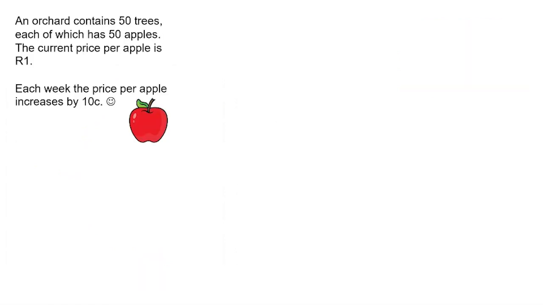The next example we're going to look at is very different. It involves some trees in an orchard, each of which contains 50 apples, 50 trees, and the current price per apple is 1 rand. Each week the price per apple increases by 10 cents. Good news. However, each week an apple falls off each tree.